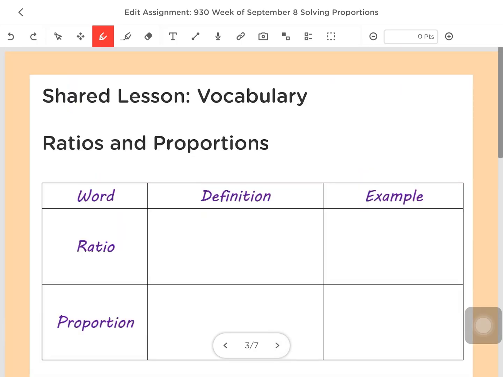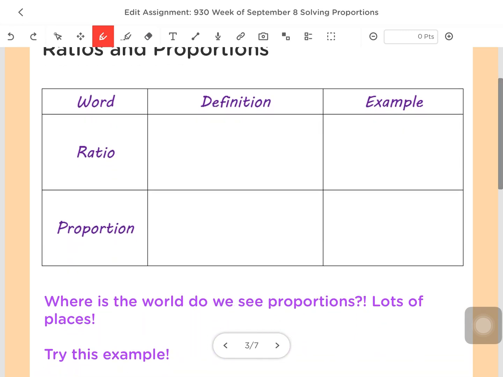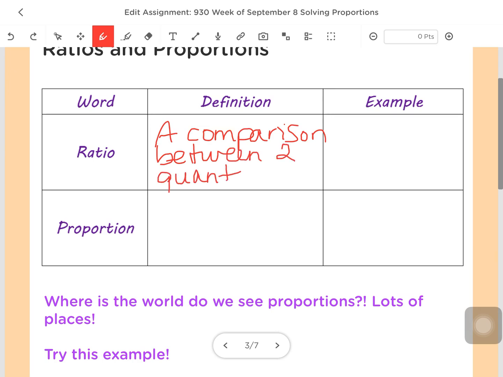All right, so moving on, we're going to get into some ratios and proportions. A ratio is a comparison between two quantities. Okay, so for example, if we looked at our classroom, we could say that the ratio of boys to girls could be 14 to 15. So we're comparing the two quantities.